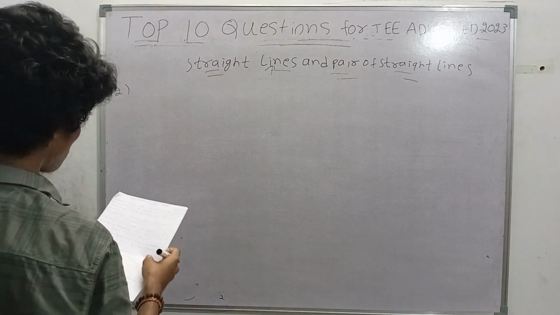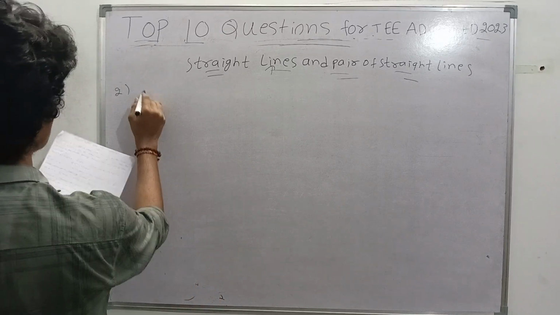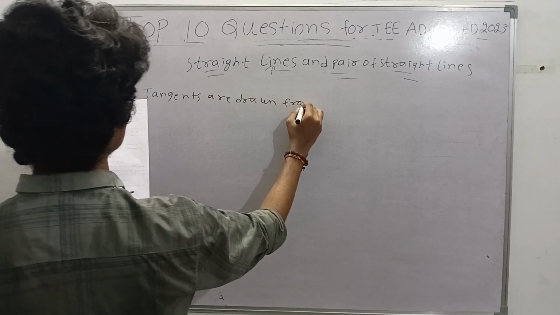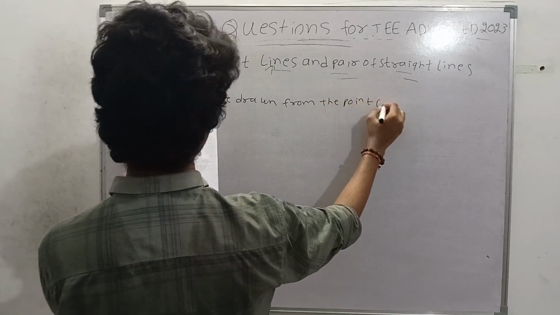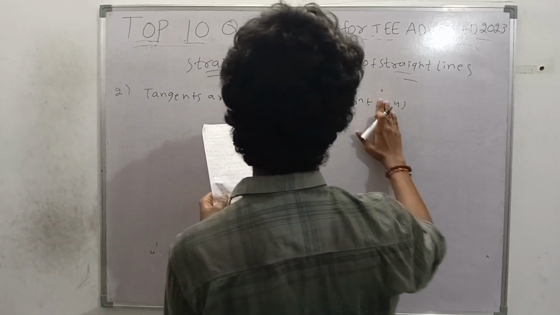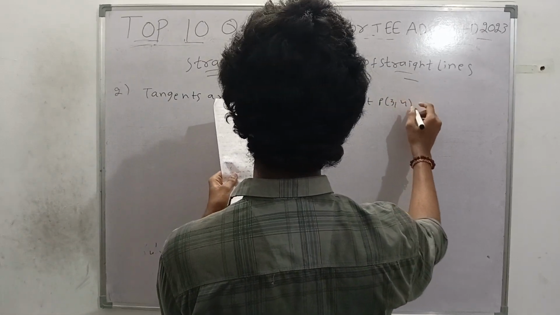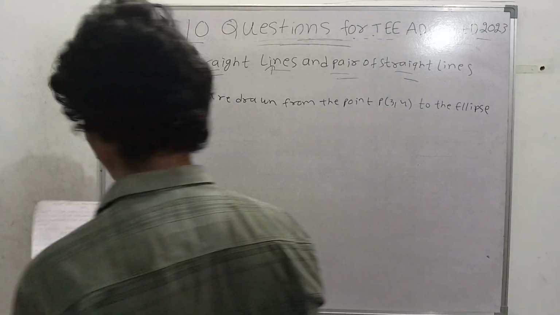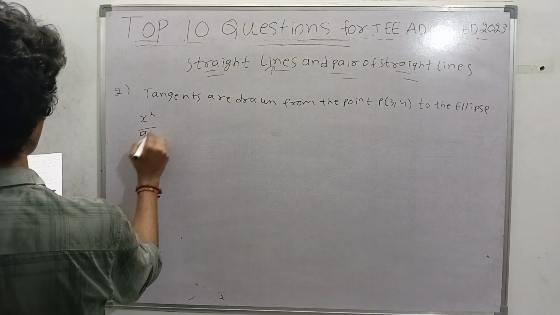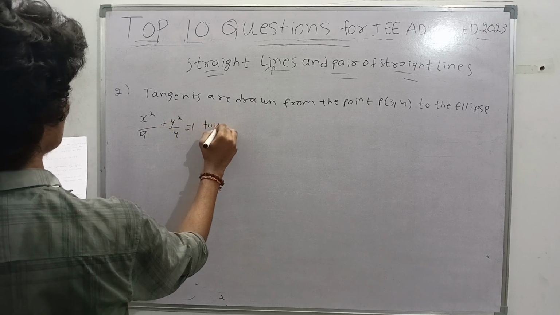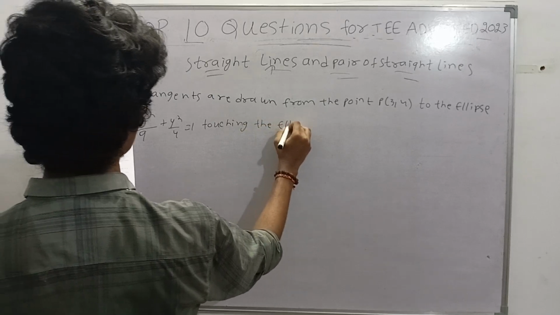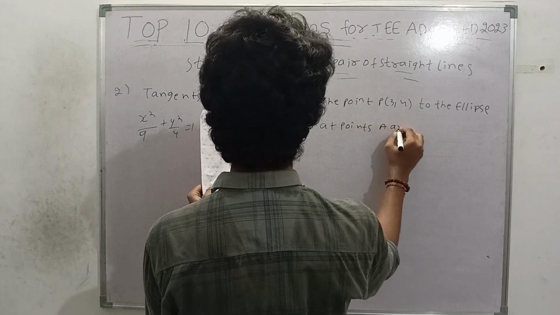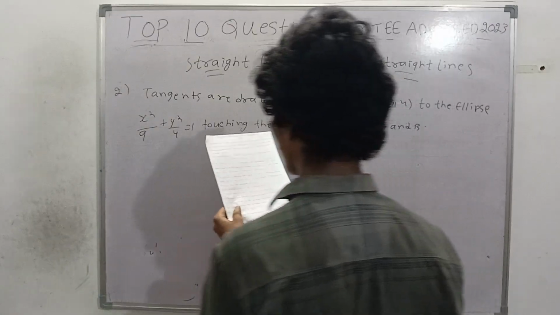Now the second question. Tangents are drawn from the point (3, 4), it is point P, to the ellipse x square by 9 plus y square by 4 equal to 1, touching the ellipse at points A and B. Now what are they asking?